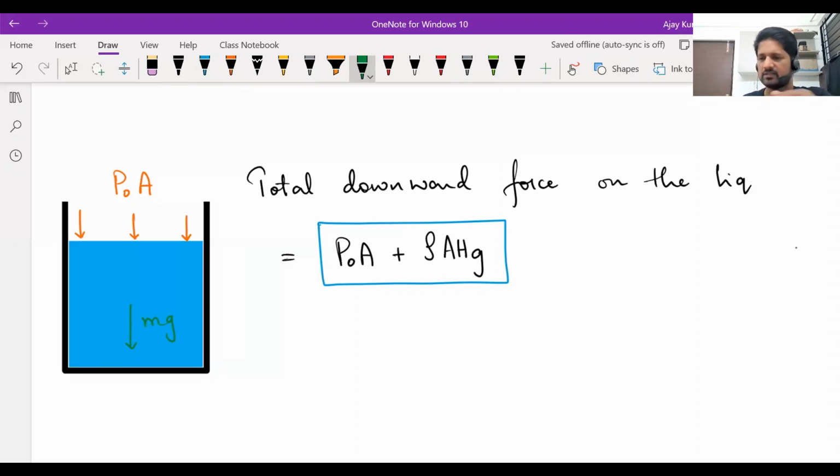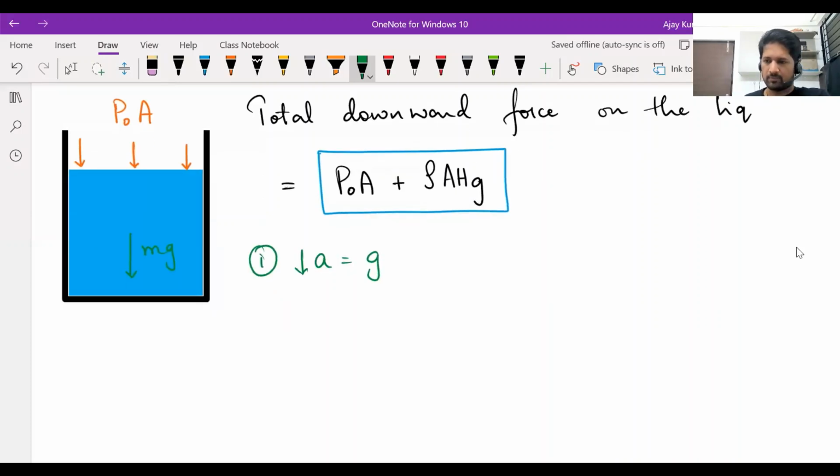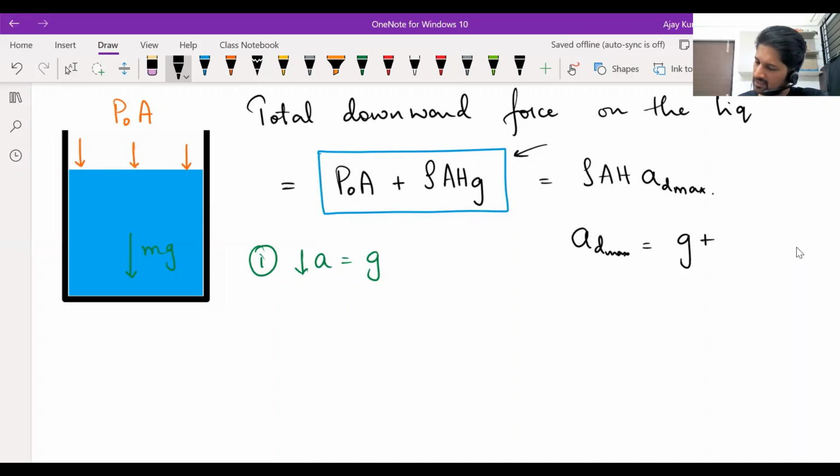Okay, wait, let's first consider the case where the liquid is going down with a downward acceleration g itself. Then what will happen? See, the total downward force on the liquid is this much. That means the downward acceleration that it can go with is mass multiplied with downward acceleration, and that's the maximum downward acceleration. If there are no upward forces, if these downward forces are only acting, then the maximum acceleration with which it can go down is: rho A H gets cancelled, you get g plus P naught by rho H. It can go with this much acceleration, up to this much acceleration.